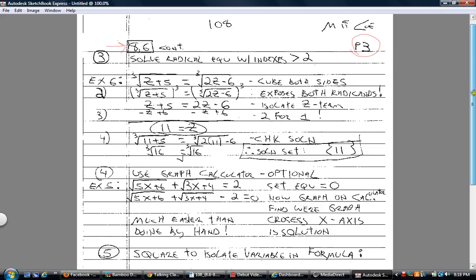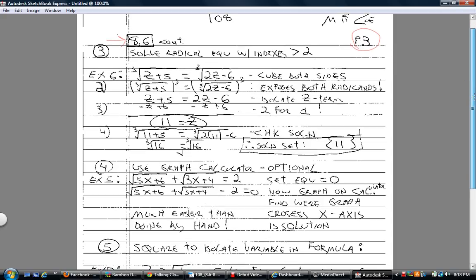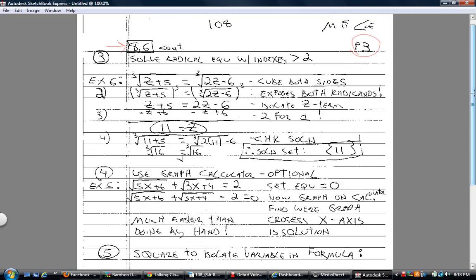And good news, we've just got two big concepts to cover here. As I was telling you last video, I love these problems in example 6. Objective 3: solve radical equations with indexes greater than 2. They're going to give you equations with radicals like cube roots, or fourth roots, or fifth roots, on both sides, and you're going to wonder how to solve these. Just like the last time, instead of squaring both sides, guess what?